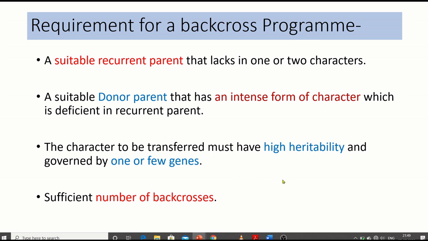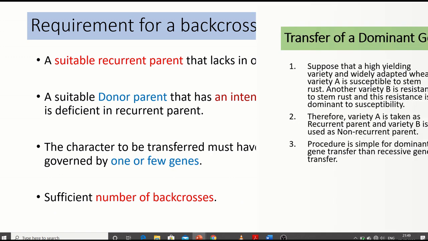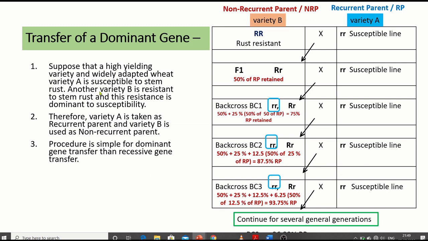So in order to avoid this, to cut down these undesirable genes, we need enough backcrosses with the recurrent parent, again and again. So coming to one of the modules, the transfer of dominant genes, which is the simplest one.